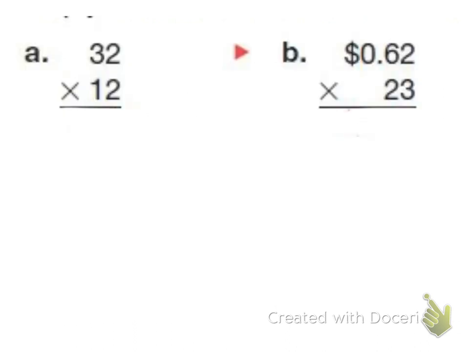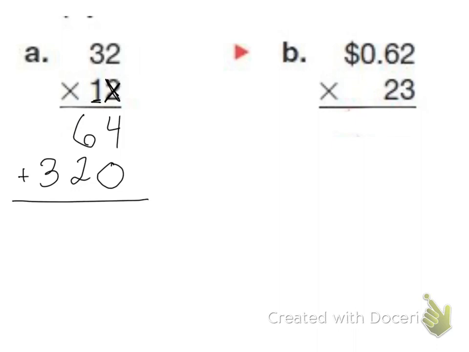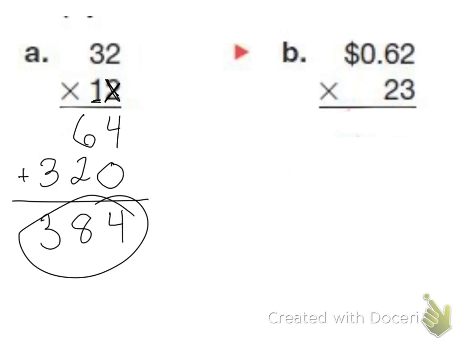Okay, let's solve these problems. So here I have 32 times 12. So I'm going to start off and do 2 times 2 is 4. And then I do 2 times 3 is 6. I cross off the 2 and put a 0 down here. Then I multiply by the tens place. So 1 times 2 is 2, and 1 times 3 is 3. Add these together. 4 plus 0 is 4, 6 plus 2 is 8, 3 plus nothing is 3. So my answer is 384.